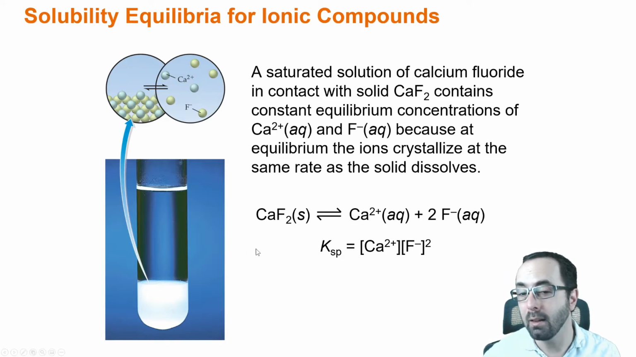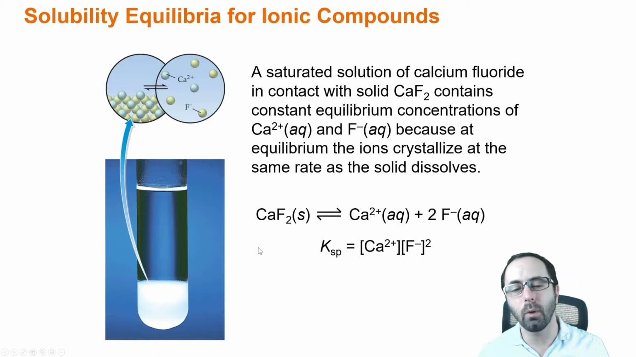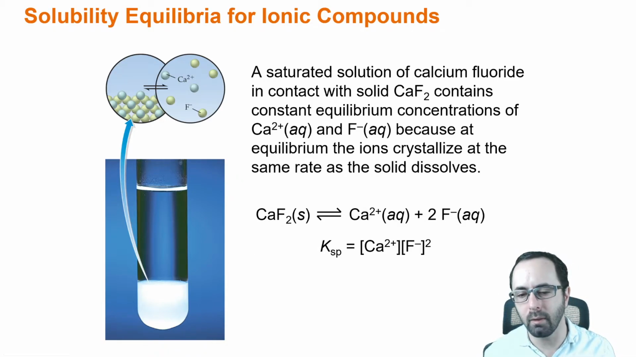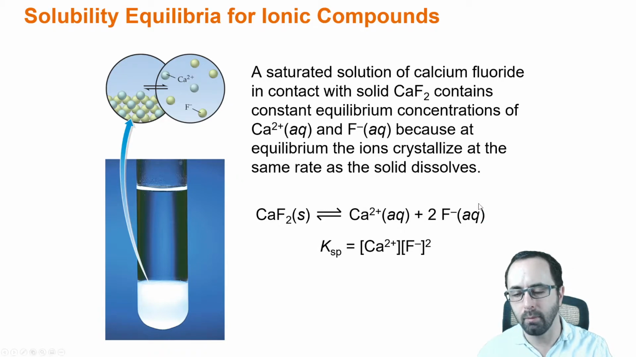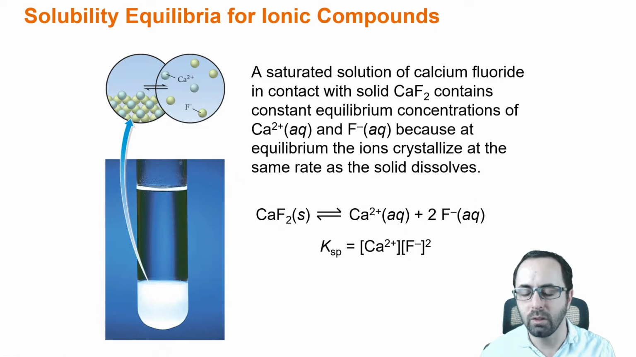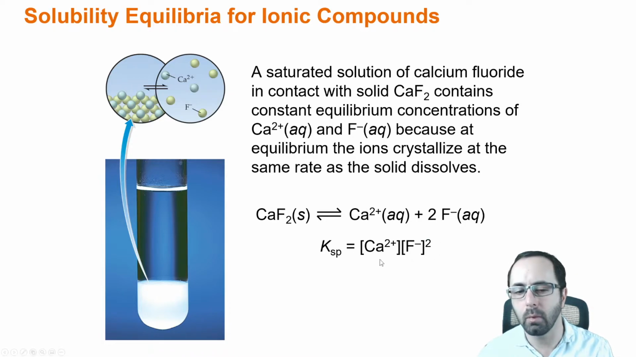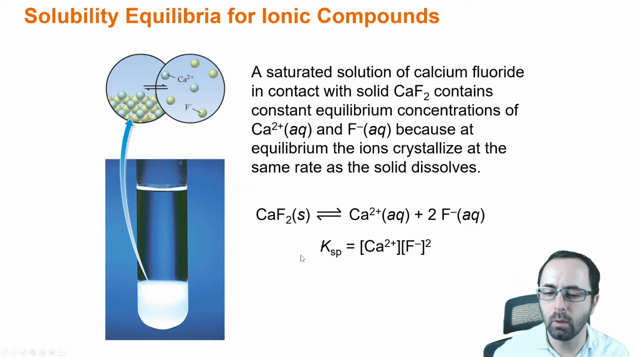The way you write the equilibrium constant is the same way you write every other equilibrium constant. It's the products over the reactants, but you don't include solids or liquids. For this reaction, it's calcium fluoride separating into one calcium ion and two fluoride ions. The K for this reaction is going to be, on the top, calcium ions times the fluoride ions squared, since there's a 2 in front of it. And on the bottom, we have nothing because calcium fluoride is a solid, so it's not included in the equilibrium.